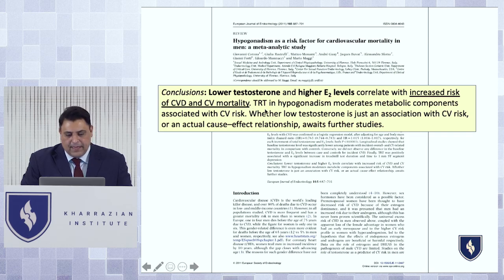Testosterone replacement therapy in hypogonadism moderates metabolic components associated with cardiovascular risk. Whether low testosterone is just an association with cardiovascular risk or an actual cause and effect relationship awaits further studies, which, of course, like everything. But men will have high estrogen levels with insulin resistance, and men will have low testosterone levels with inflammation.